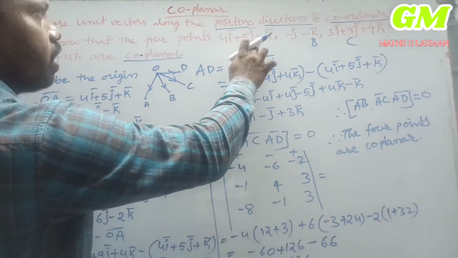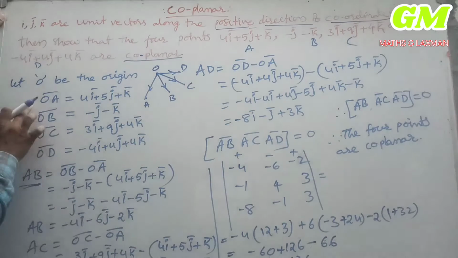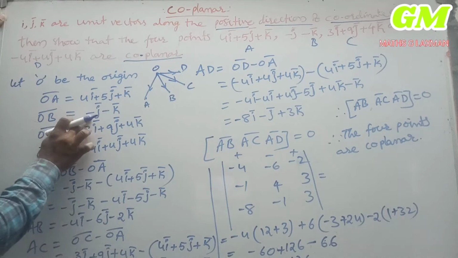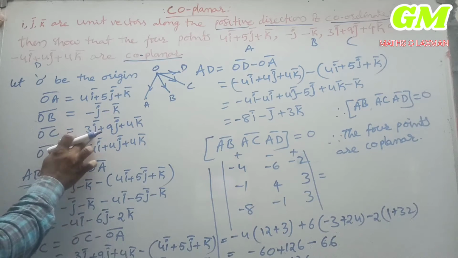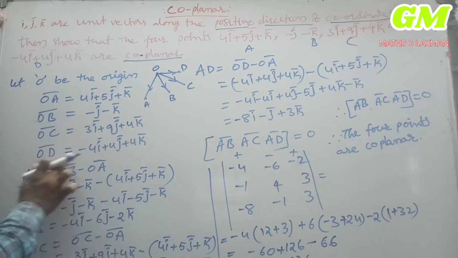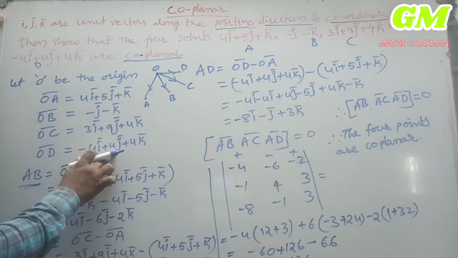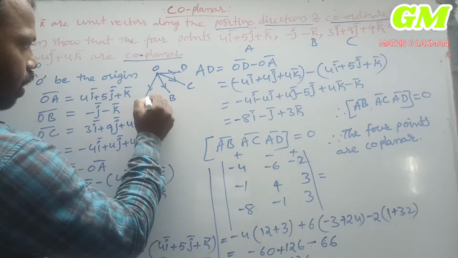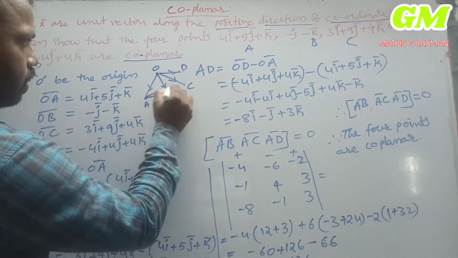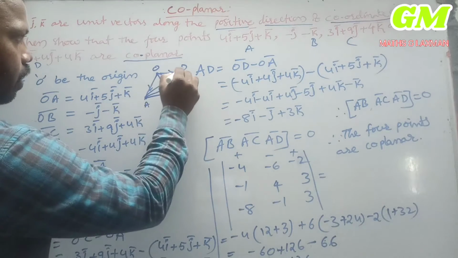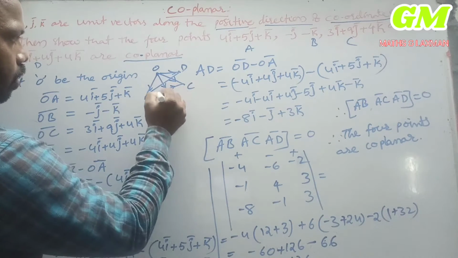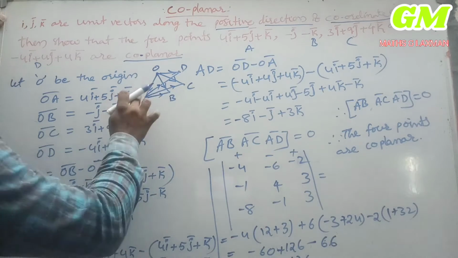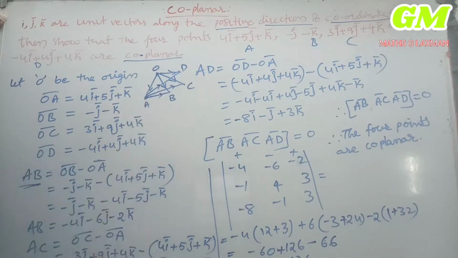So the given points are 4i plus 5j plus k, that is OA. OB is minus j minus k. OC is 3i plus 9j plus 4k. OD is minus 4i plus 4j plus 4k. So we need to find out AB, AC, AD.